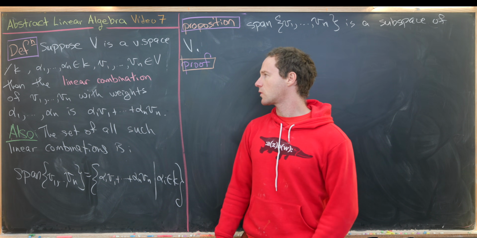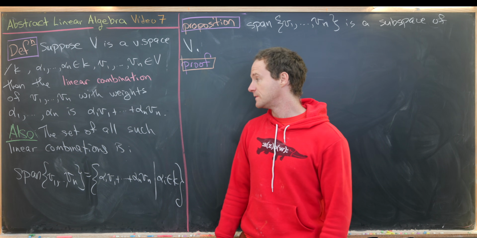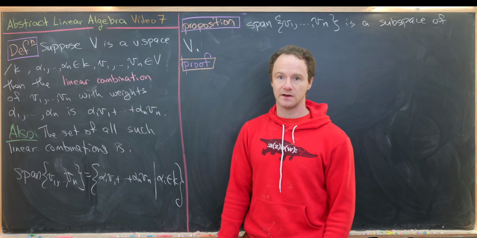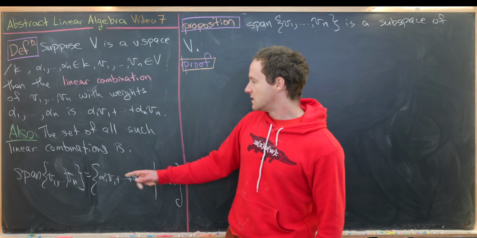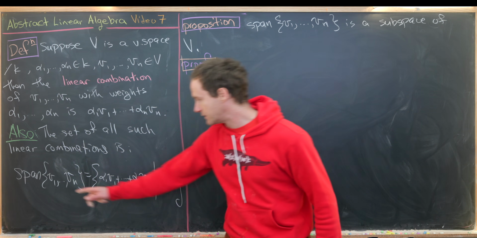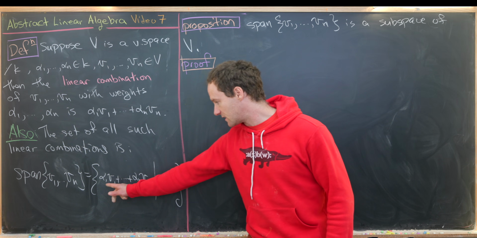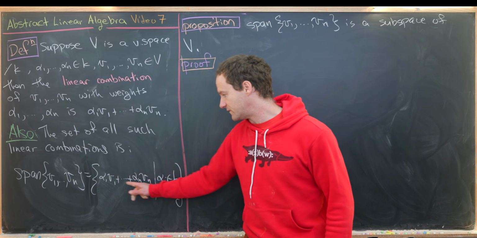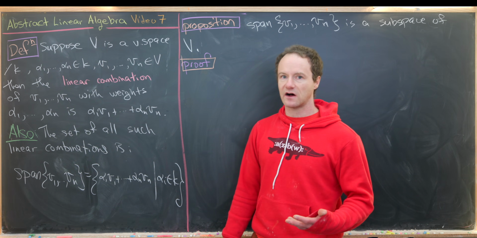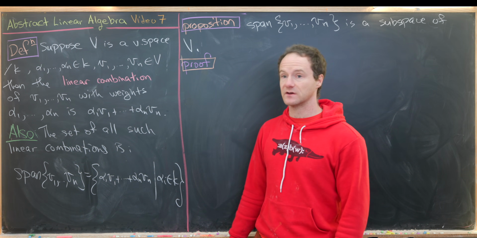It's also important to wrap all of these linear combinations into a set all their own, and that set is called the span of these vectors v1 to vn. More precisely, the span of v1 up to vn is the set of all things of the form alpha 1 v1 plus all the way up to alpha n vn, where alpha 1 up to alpha n range over all values from the field K.